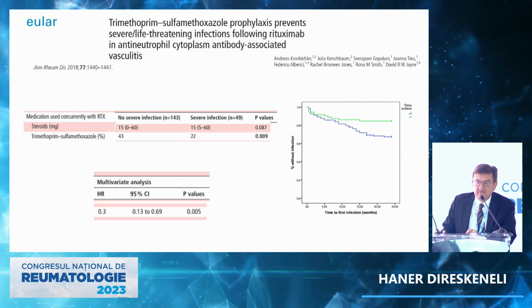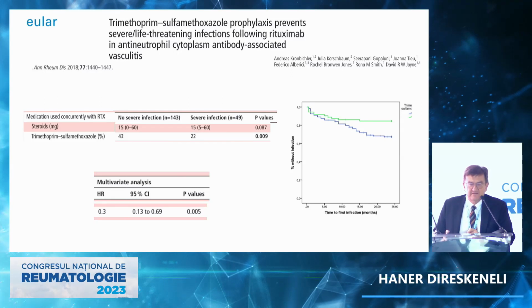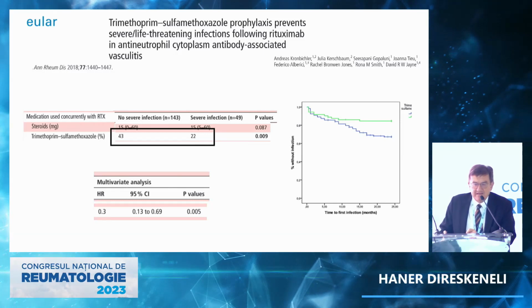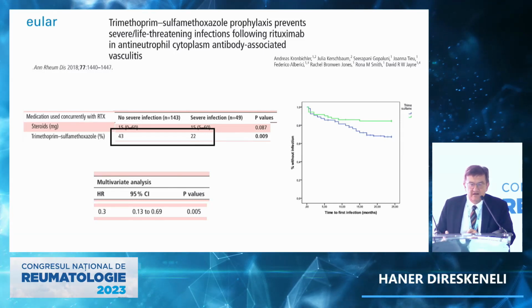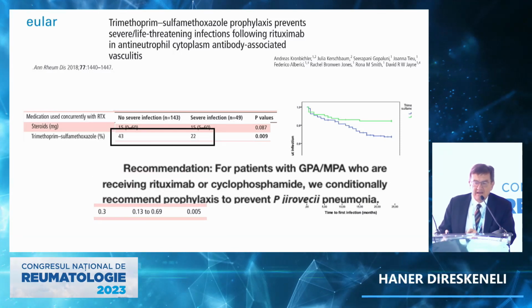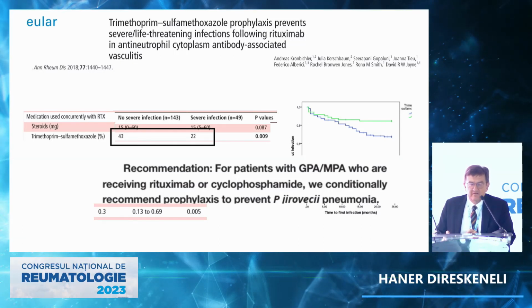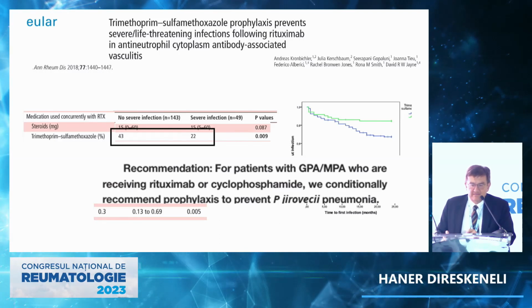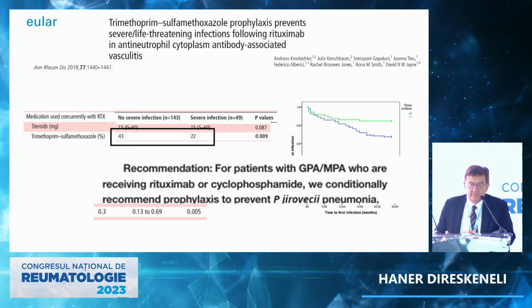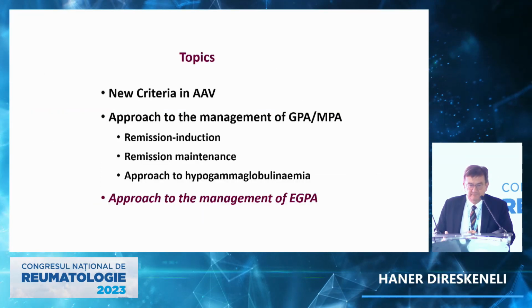There is a second way of decreasing the infections, sulfamethoxazole prophylaxis, and recently it was shown that severe infections are less in patients routinely getting this combination. For that reason, ACR suggests that for patients with GPA-MPA, in both patients receiving rituximab or cyclophosphamide, trimethoprim-sulfamethoxazole prophylaxis is suggested, maybe not only for Pneumocystis jirovecii pneumonia, but also to prevent the whole infection rate.